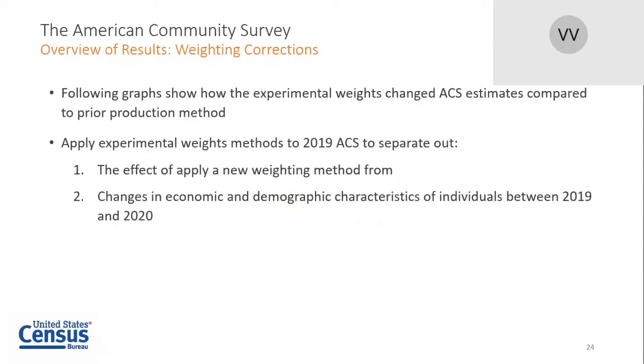All right, so next I'll show a few graphs from our technical paper showing how the experimental weights change ACS estimates compared to the prior production method. I do want to note that we also applied the experimental weighting method to the 2019 ACS. We do this because applying these new methods and adding these administrative data has the potential to change ACS estimates in prior years as well. So we do this to separate out, one, the effects of applying a new weighting method from, two, changes in economic and demographic characteristics of individuals, how that changed between 2019 and 2020.